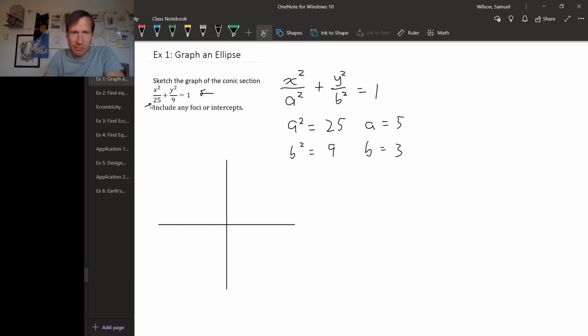So since our semi-major axis squared was under x squared, that means our semi-major axis is going in the x direction. So starting at the origin, go 1, 2, 3, 4, 5. So there's the right-hand vertex for our ellipse. And 1, 2, 3, 4, 5. So there's the left-hand vertex for our ellipse. And then the minor axis is going to be going vertically. So that's 1, 2, 3, and 1, 2, 3.